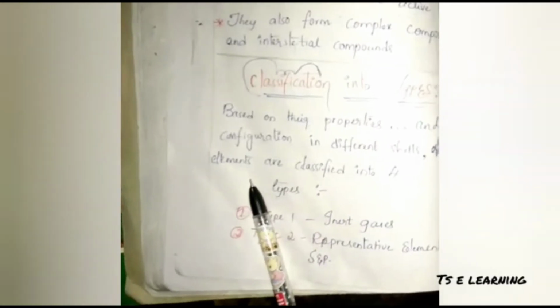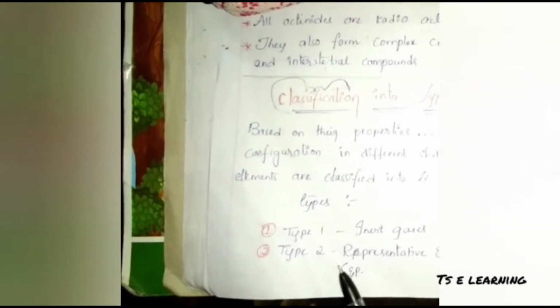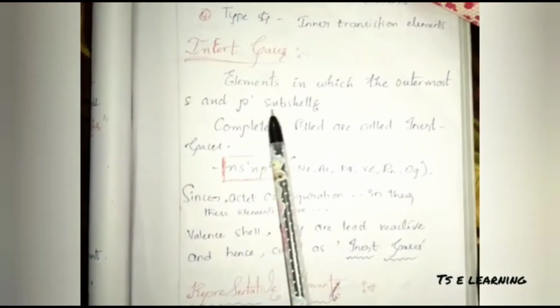Again, the modern periodic table elements are classified into some types based on their properties, configuration, and different shells. The elements are classified into 4 types: inert gases, representative elements, which means s and p block elements, transition elements, and inner transition elements. These are the 4 types, classified based on their properties and configuration.